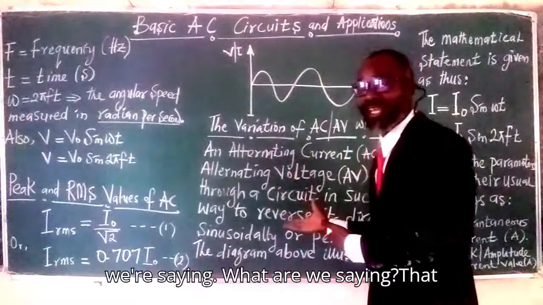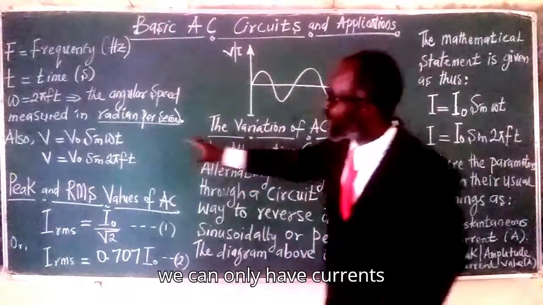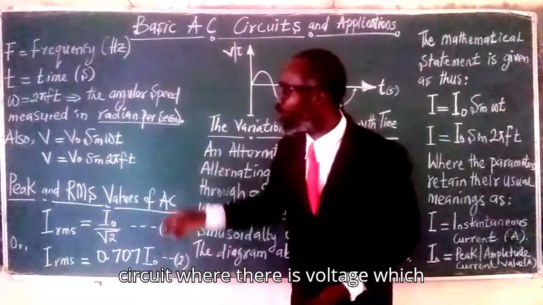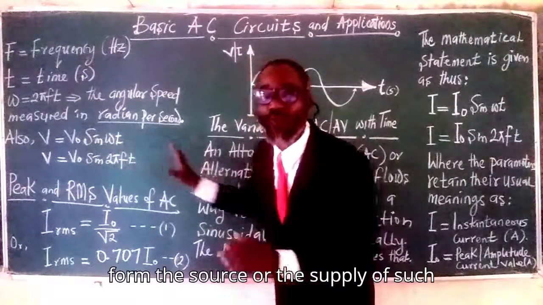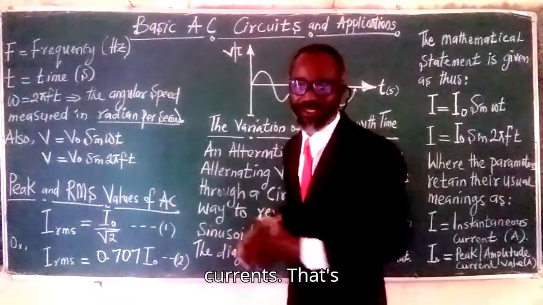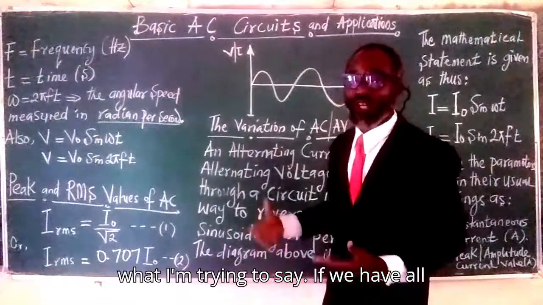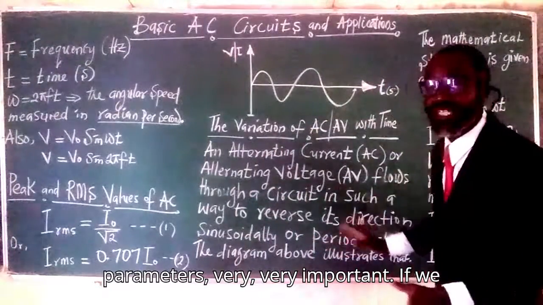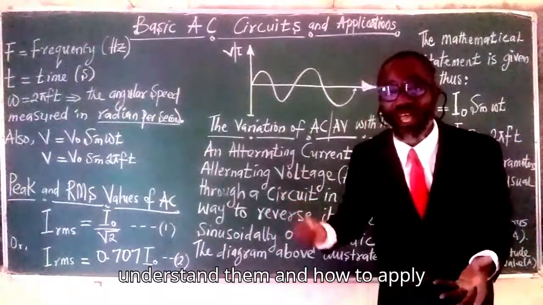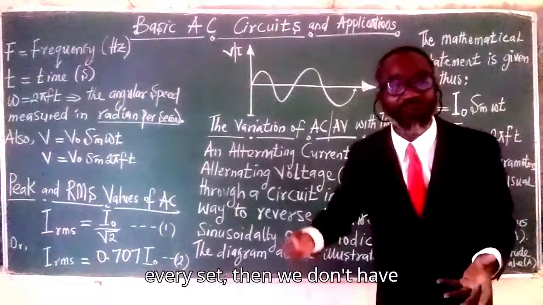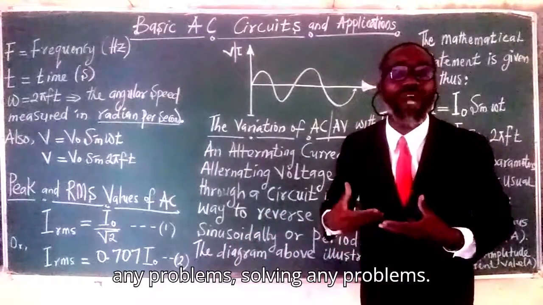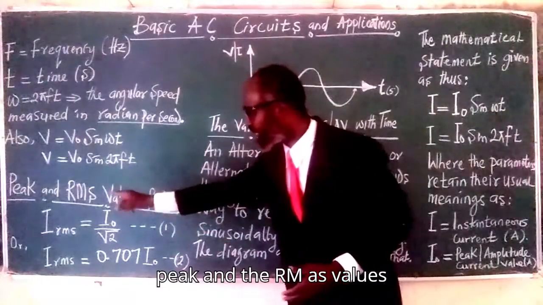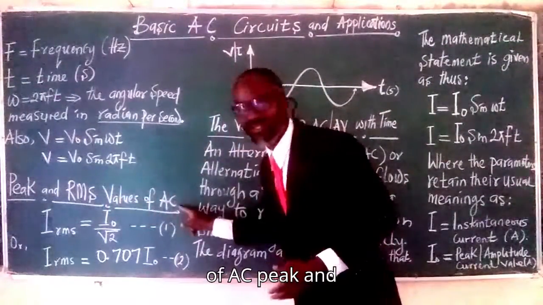All right, back to what we're saying. What are we saying? That we can only have current in an AC circuit when there is voltage, which forms the source or the supply of such current. That's what we're trying to say. If we have understood that, all these parameters are very, very important. If we understand them and how to apply them in various AC circuits, then we won't have any problem solving any problems. The next thing we need to understand is the peak and the RMS values of AC.